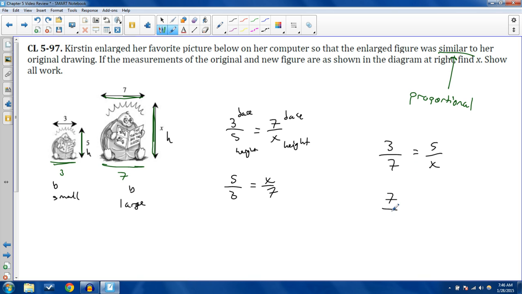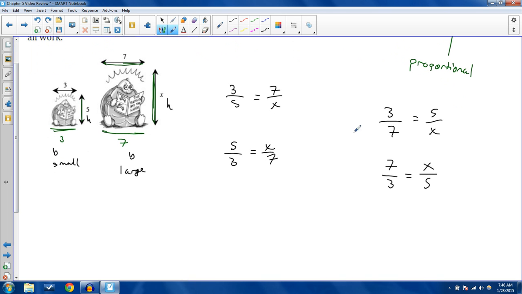And you can flip those as well. So all proportions can be rearranged 4 different ways exactly. No more, no less. There can be 4 different ways you can rearrange these proportions. And notice they all look different, but they all have the same correspondence with one another. And it doesn't matter which one you use.